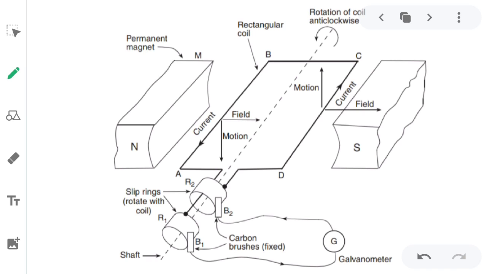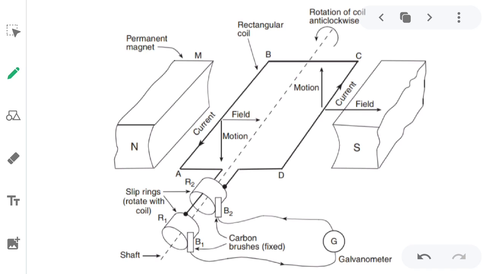We all know that we rotate a current carrying conductor in a magnetic field, so we need to have a magnetic field with us. That's why we have two magnets over here, which is a horseshoe magnet, you can see that. Here we are using two permanent bar magnets whose north pole and south pole you can see, and in between the north pole and south pole we are rotating a current carrying conductor ABCD, whose two points are connected to the slip rings R1 and R2, and those slip rings are connected to the carbon brushes B1 and B2.